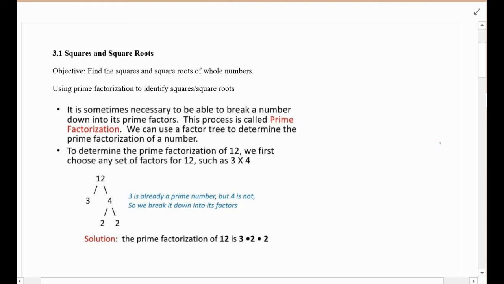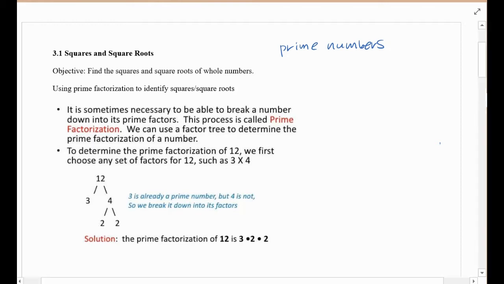Today we're going to learn how to find squares and square roots of whole numbers using prime factorizations. Okay? Alright everyone, what are prime numbers? Prime numbers are the numbers that have exactly two factors, 1 and itself.